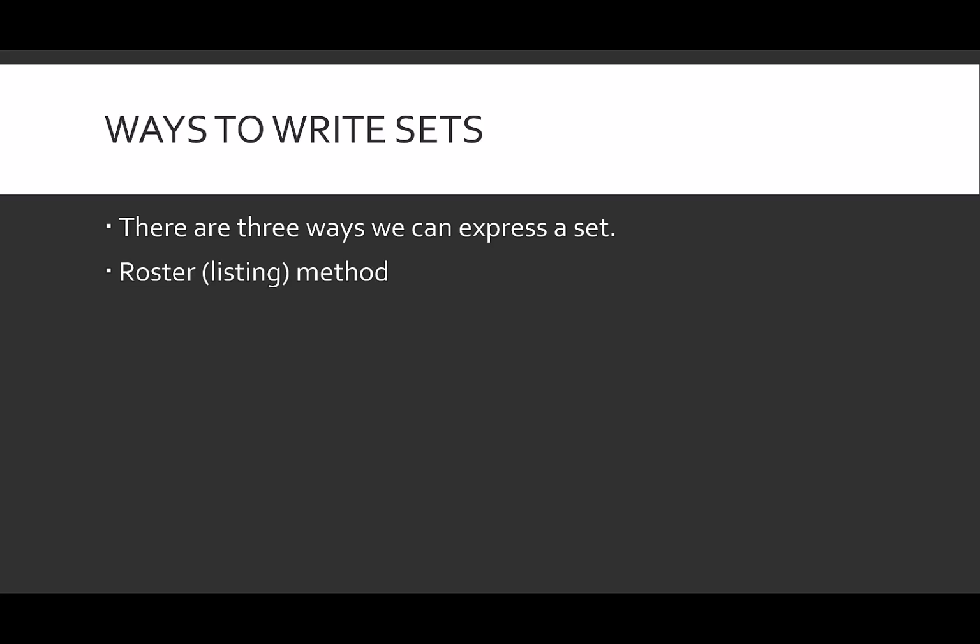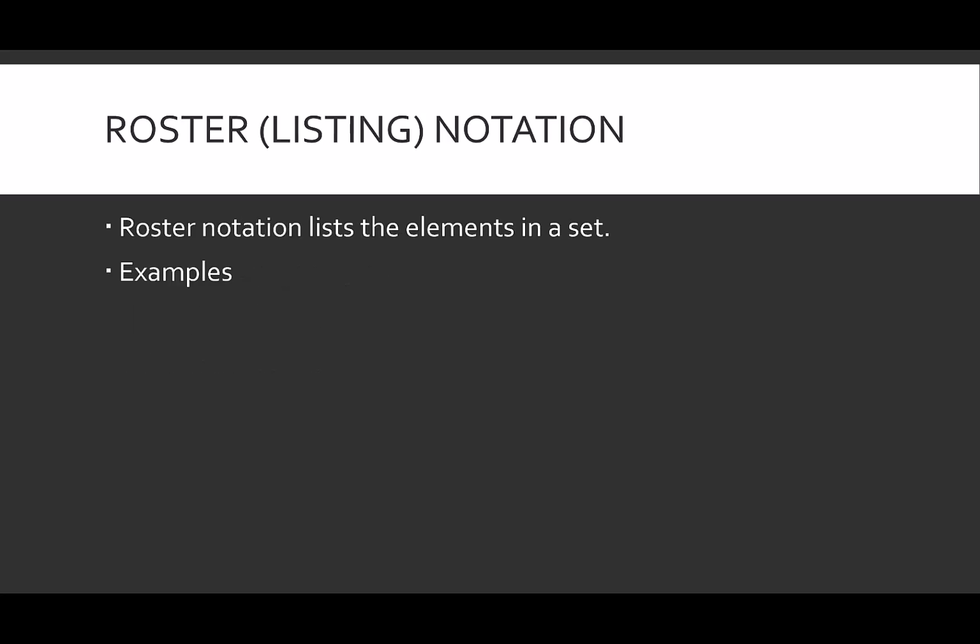We have 3 different ways we can express a set. We have roster or listing method, word description, or set builder notation. Roster notation lists the elements in a set, which is why it's sometimes called listing notation. That looks like A equals the set {1, 2, 3, 4, 5, 6, 7, 8, 9}. Or B equals the set {January, June, July}.